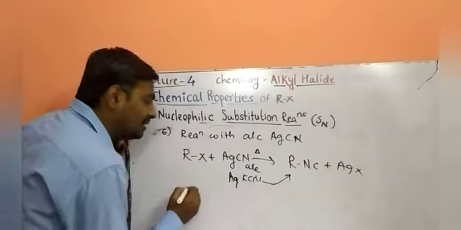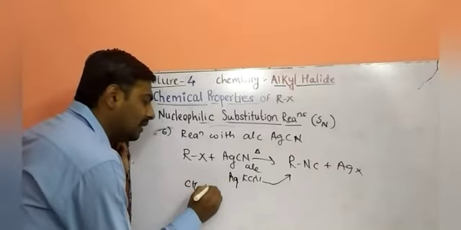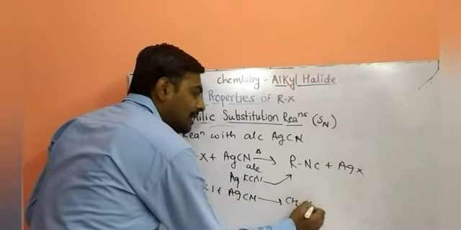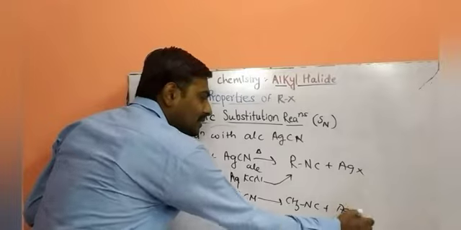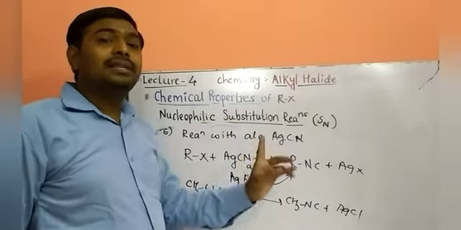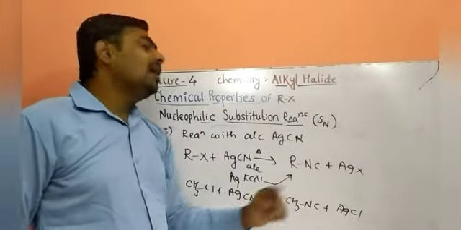Again, the example will be the same. CH3Cl reacted with AgCN. What does it give? CH3NC plus AgCl. So what is the name of the product? Methyl isocyanide. Previously it was methyl cyanide. Right now it is methyl isocyanide.